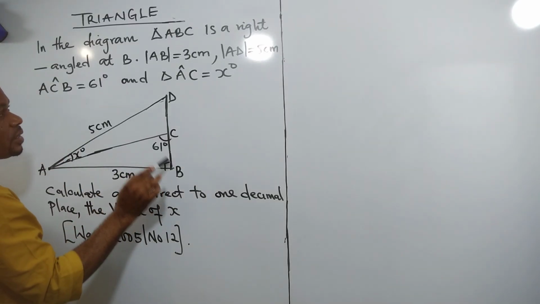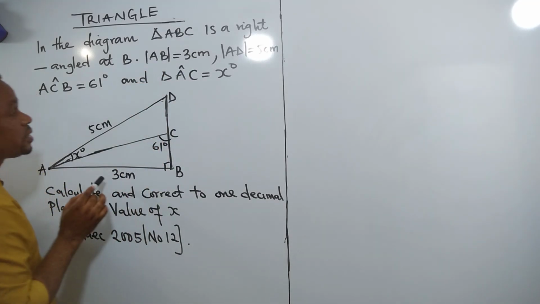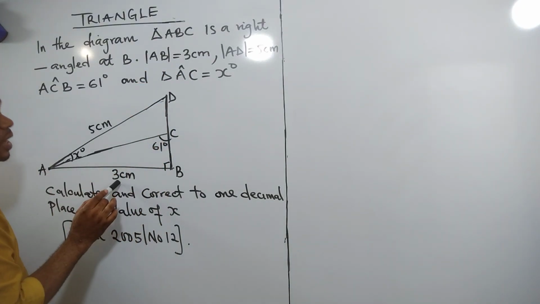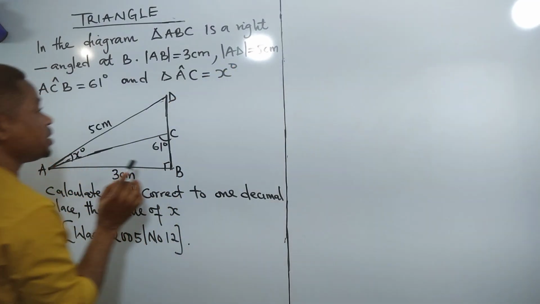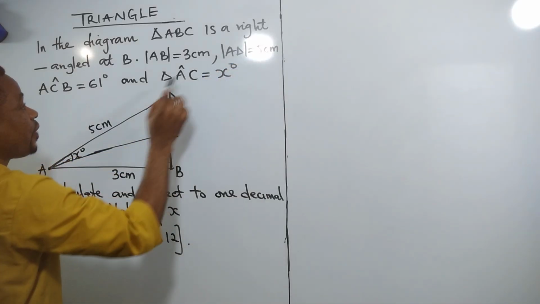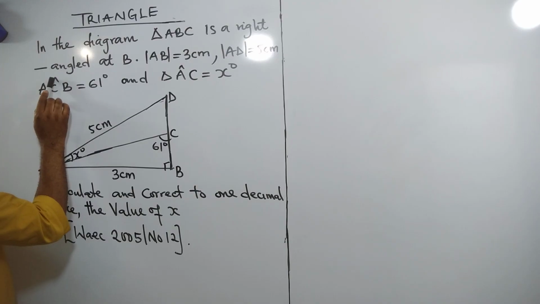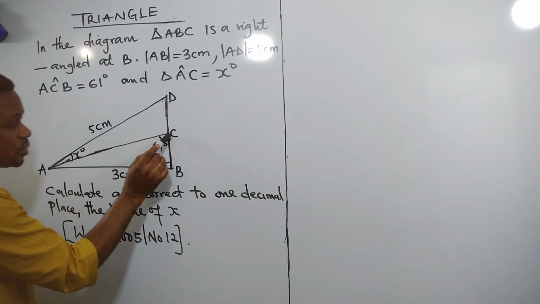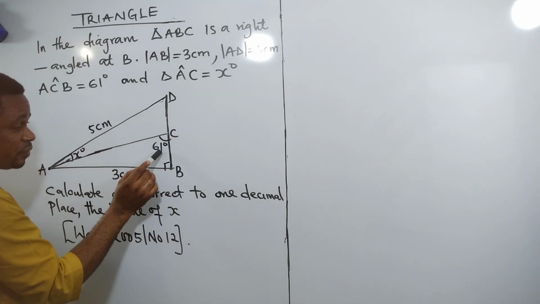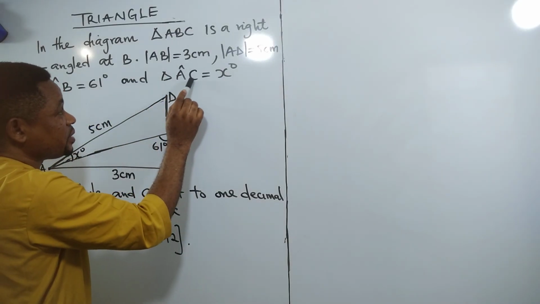Look at it here. Side AB is given as 3 cm. Side AD is given as 5 cm. Then angle ACB, which means the angle falls on C. Can you see where C is in the diagram? It is given as 61 degrees. And angle DAC is x degrees.